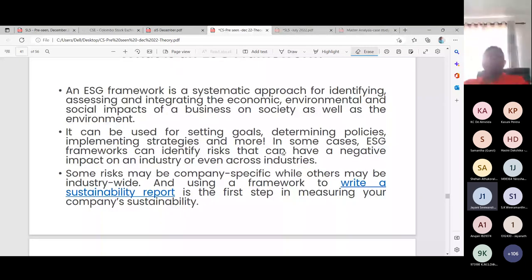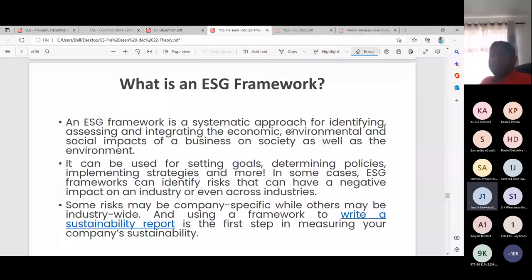Right. ESG, if you look at the ESG framework, talks about the economic, environmental, and social impact of a business on society as well as the environment. So in there we set goals, establish policies and implement strategies, right?